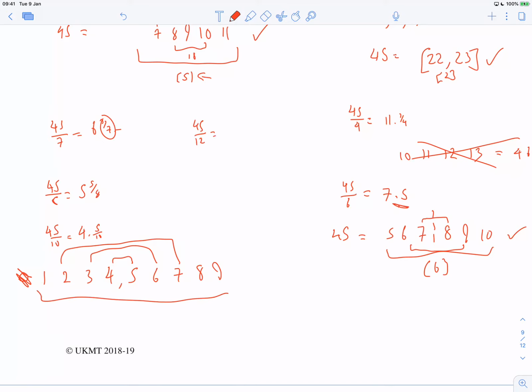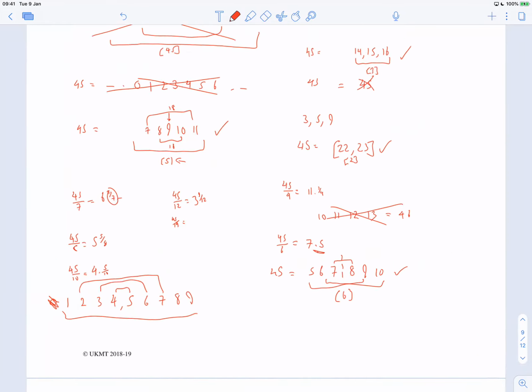45 over 12. That's not good because 36 is going to be 3. I have to add 9, so 9/12. It's not a half, so it's not going to work. 14 is not going to be nice either. Yeah, it's just not going to work.